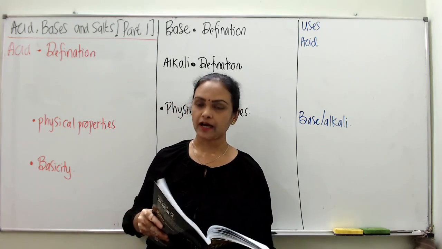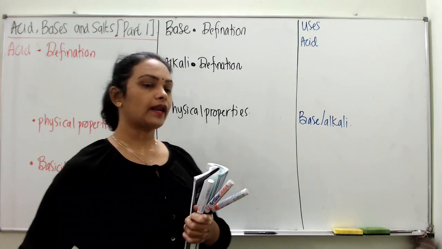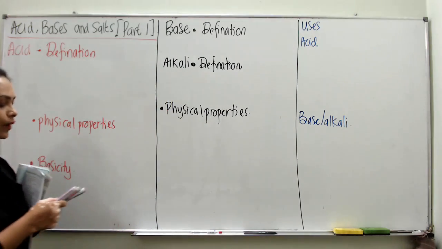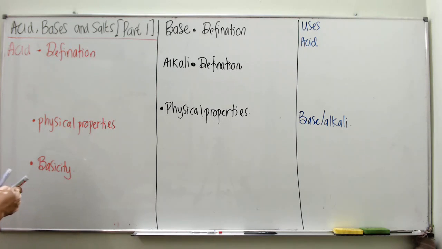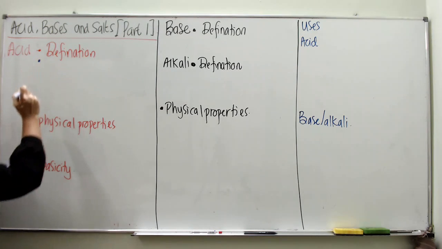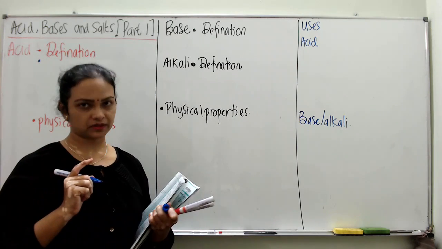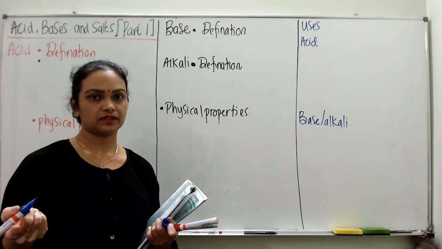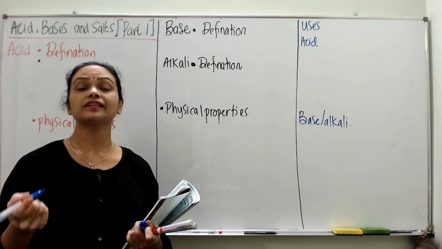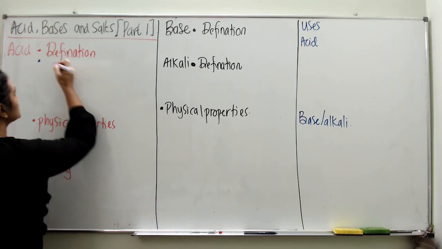Okay, so let's start. Let's go to the meaning of acid. What is acid? If you look at your module, the definition of acid is a chemical substance. Of course, it's a chemical substance. That's why you learn about acid in chemistry.